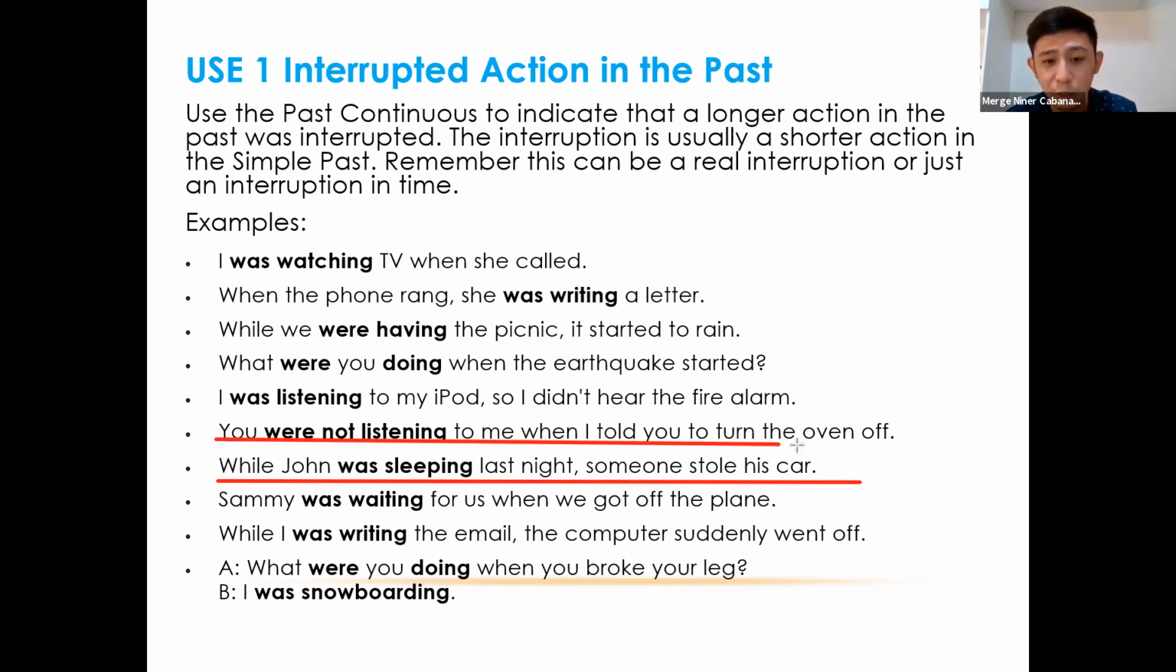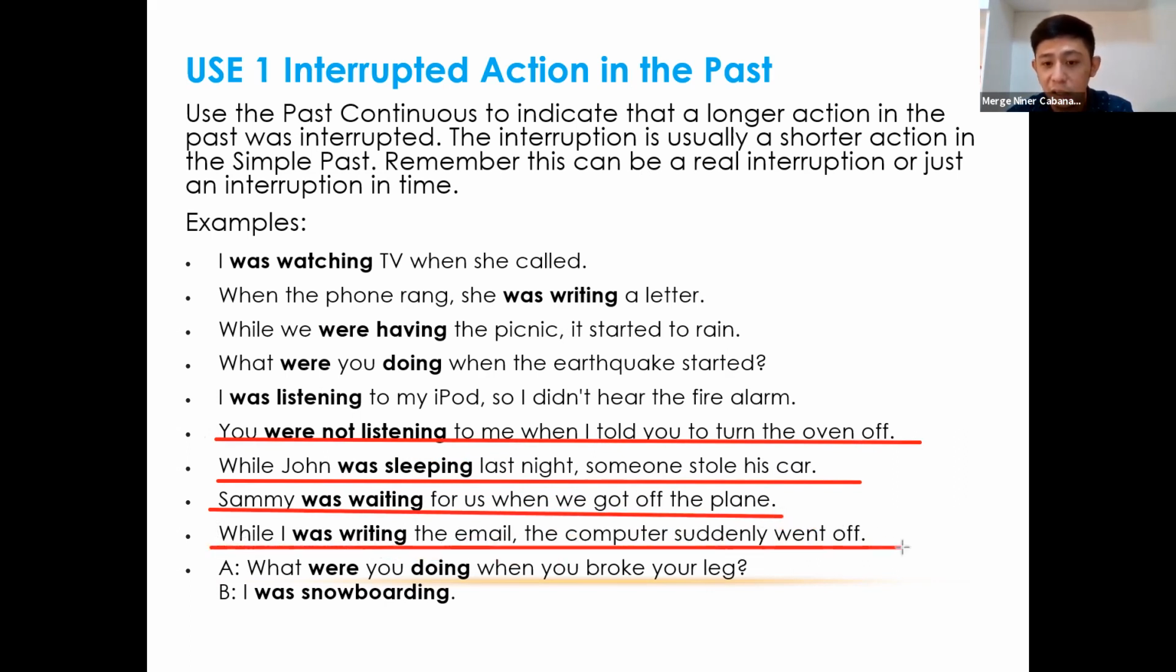You were not listening to me when I told you to turn the oven off. Sammy was waiting for us when we got off the plane. While I was writing the email, the computer suddenly went off. Who would have thought, right?